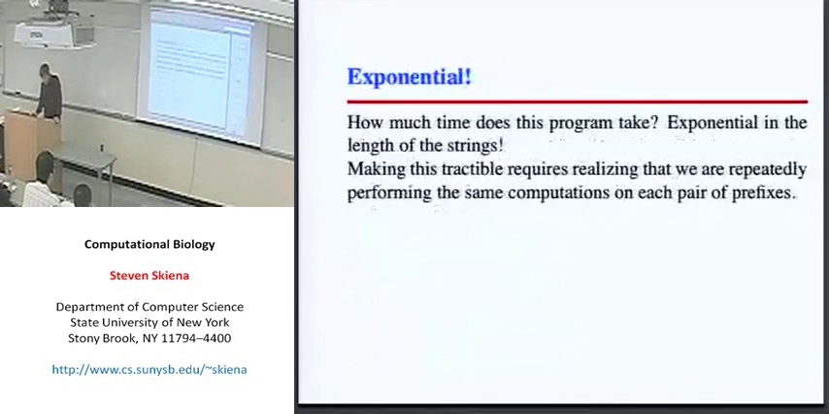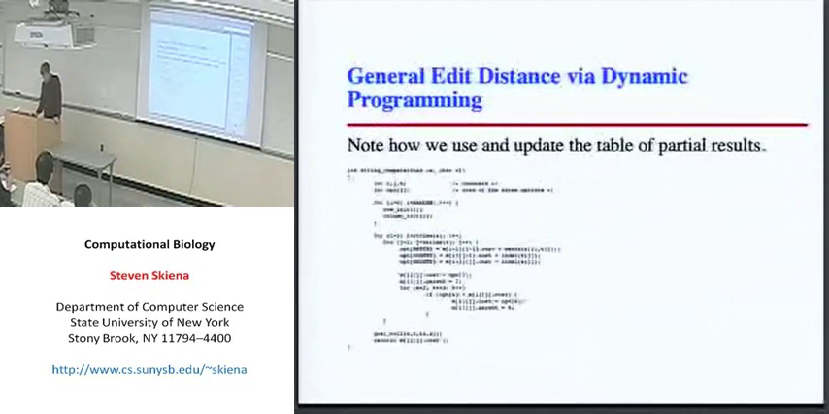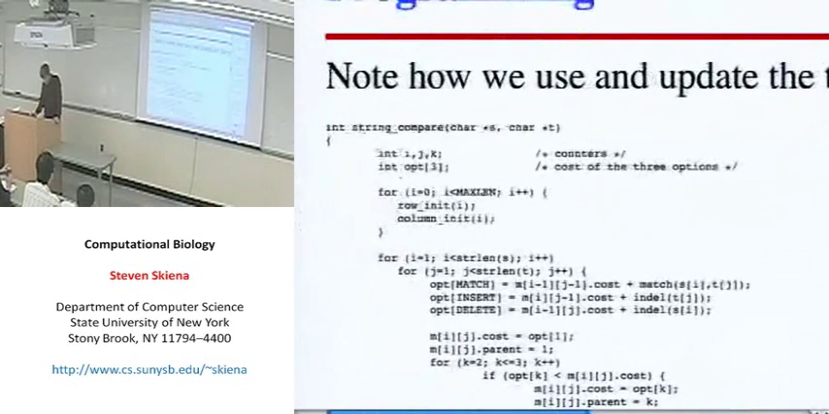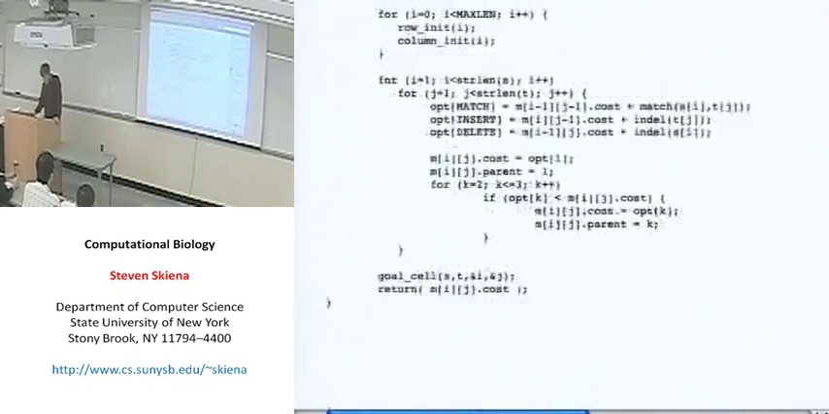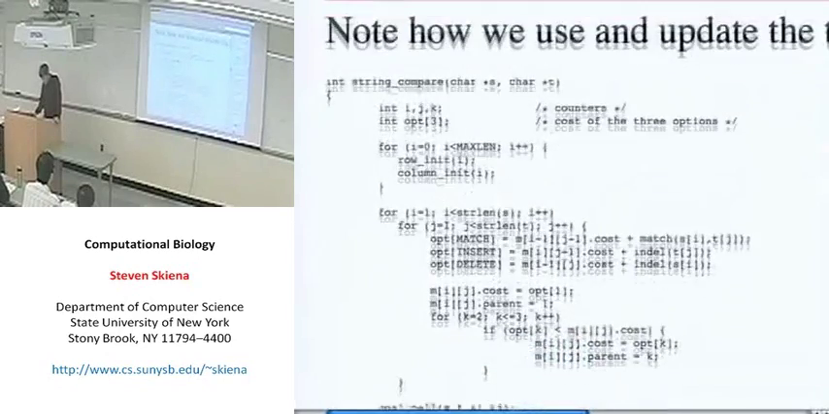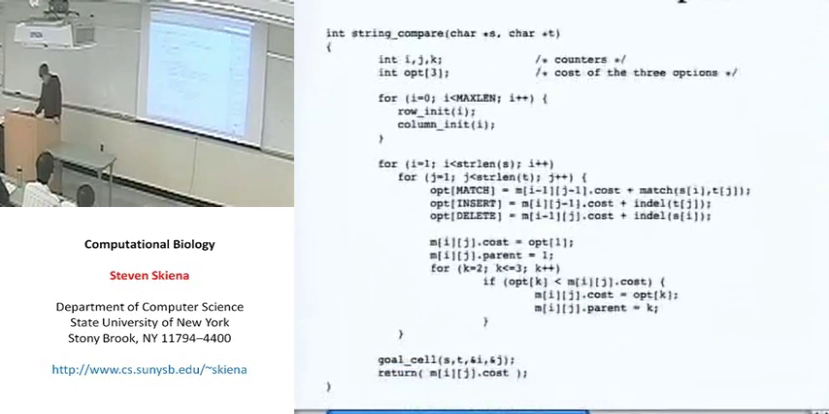That said, let's look at the dynamic programming solution of edit distance. Here is the algorithm version that takes quadratic time instead of exponential time. Unlike the other one, it is not recursive. There is nothing in here that calls string compare. Instead, we have a dynamic programming table, which I think I declared globally before. I used those declarations before.